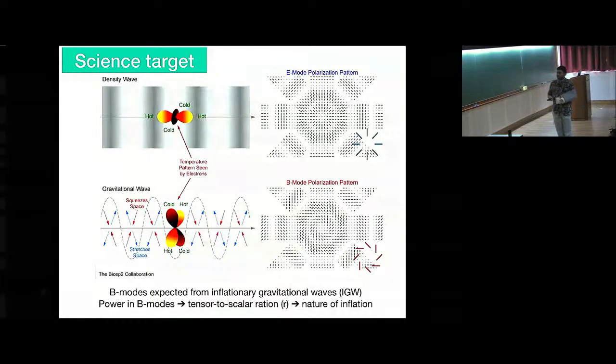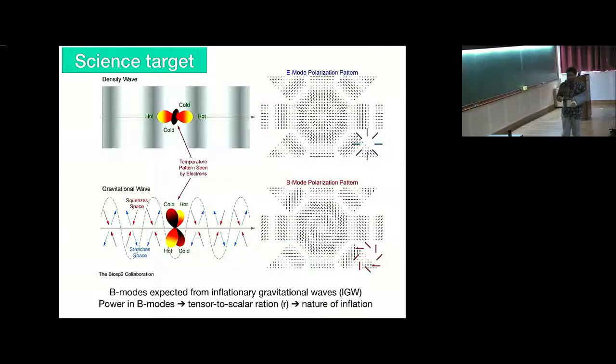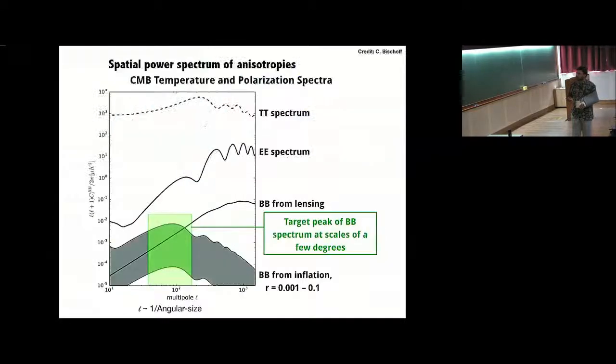This is the connection between what we measure and how it gets to be there in the first place. The big statement is that the power we have in such swirly patterns on the sky is a direct probe of the tensor-to-scalar ratio, which is essentially the physics of inflation. So when we can measure this, we can directly comment on the physics of inflation. That's a very quick science justification.